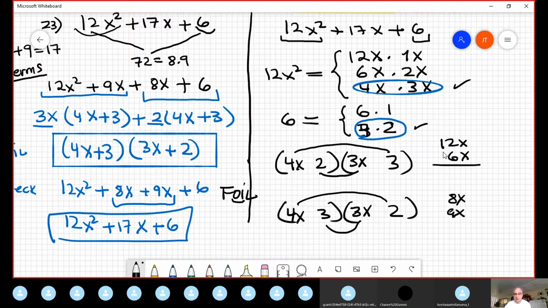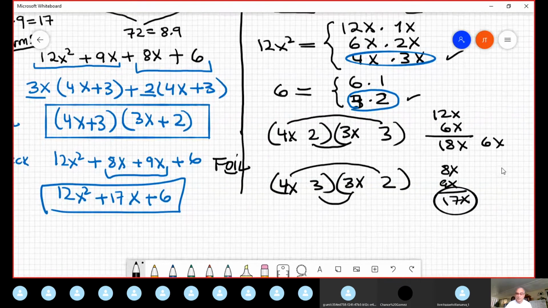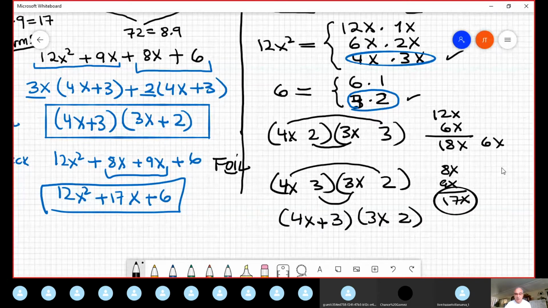When you are adding or subtracting, in this case 18, subtracting gives 6. Here adding gives 17. And this is our combination. So the combination of words is this. I rewrite it again: 4x, 3, 3x, 2. And in this case, obviously it's plus. It's plus because every sign in the trinomial is plus, no?